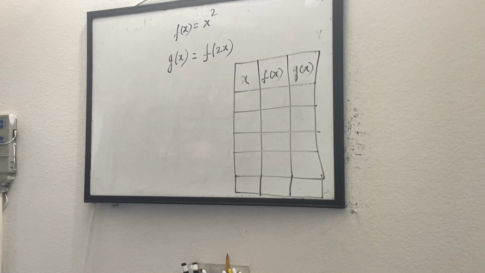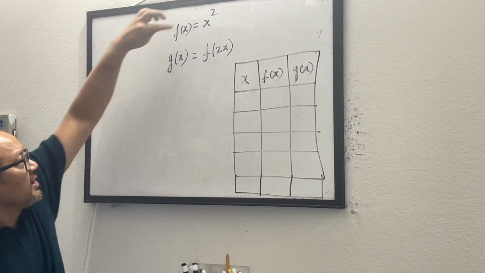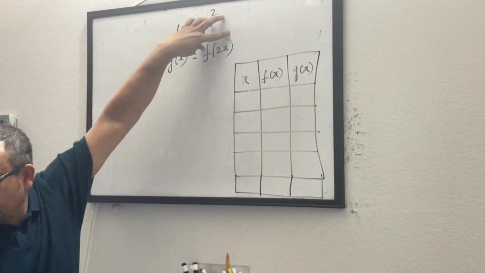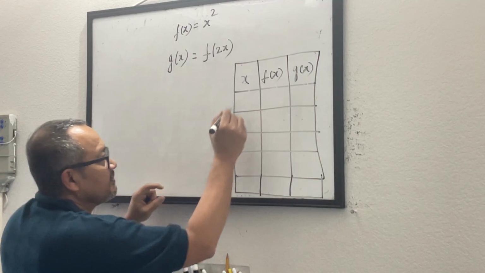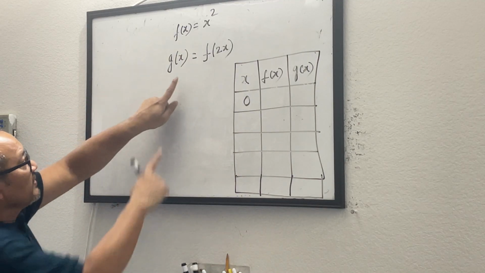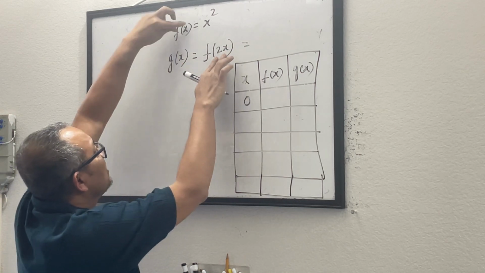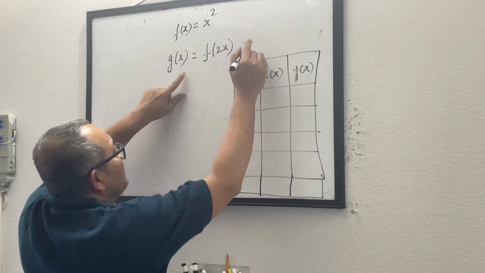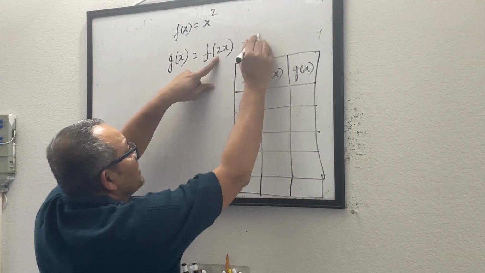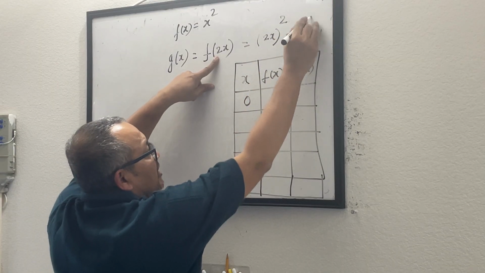Let's move on. So I have two functions, f of x which is equal to x squared and g of x which is f of 2x. Okay? So let's try plotting them. When x is 0, g of x will be what? f of 2x. So meaning whatever is the input, I square that. So g of x will be f of 2x, meaning wherever I have x, I will replace that with 2x. Square of that, this is 4x squared.